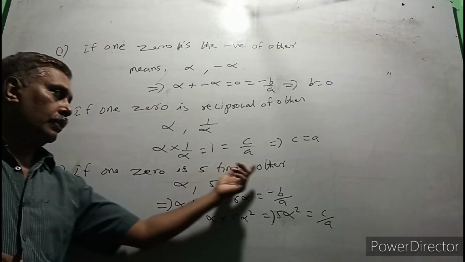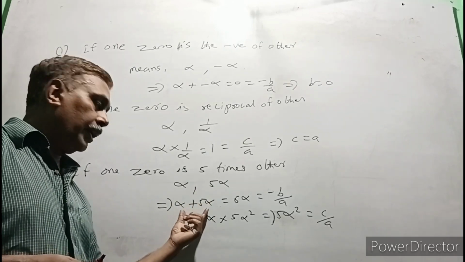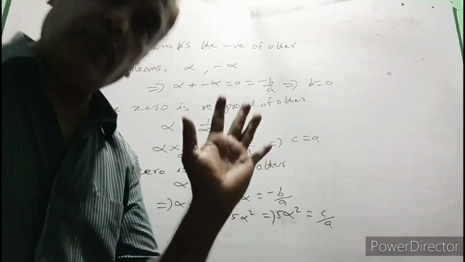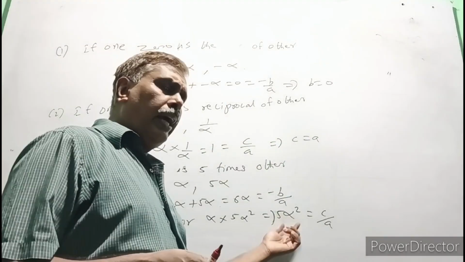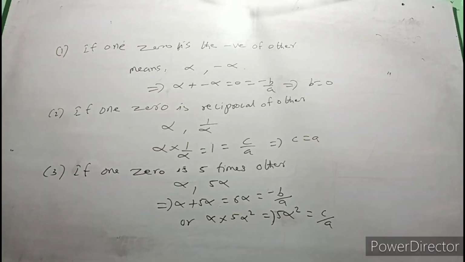Like if one zero is 5 times the other, then sum also you can find out, product also you can find out. Sum has more uses because 6 alpha, alpha you will get. Alpha means one of the zeros you will get. Here also you make it, but here there can be 2 zeros. Usually the product does not have any use there.